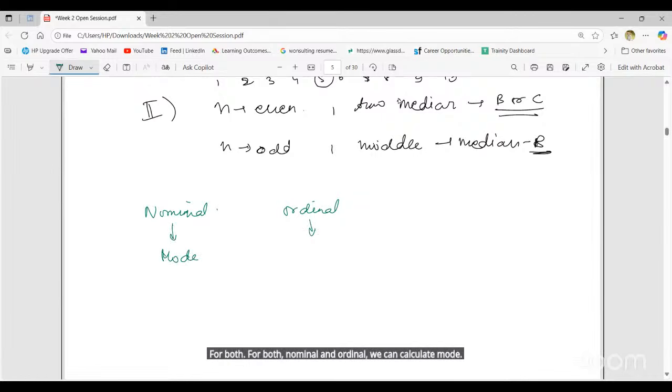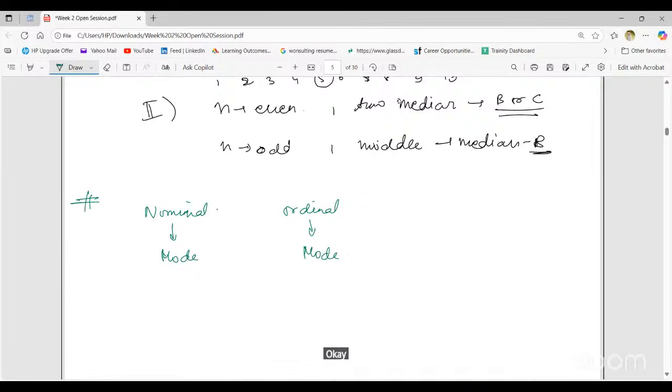Only ordinal? Both. Who is saying only for ordinal, not for nominal? Can you tell me the reason? Ma'am, both. For the mode, for both nominal and ordinal, we can calculate the mode.